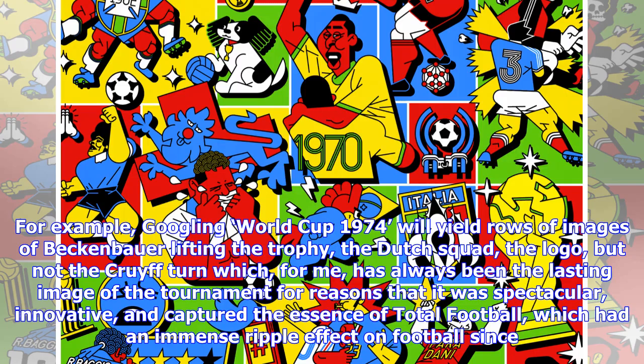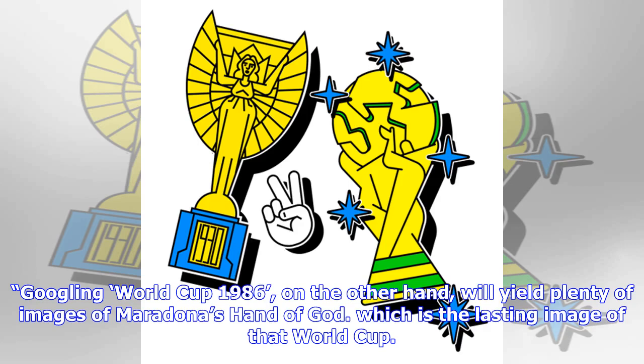For example, Googling World Cup 1974 will yield rows of images of Beckenbauer lifting the trophy, the Dutch squad, the logo, but not the Cruyff turn, which, for me, has always been the lasting image of the tournament for reasons that it was spectacular, innovative, and captured the essence of total football, which had an immense ripple effect on football since. Googling World Cup 1986, on the other hand, will yield plenty of images of Maradona's Hand of God, which is the lasting image of that World Cup.